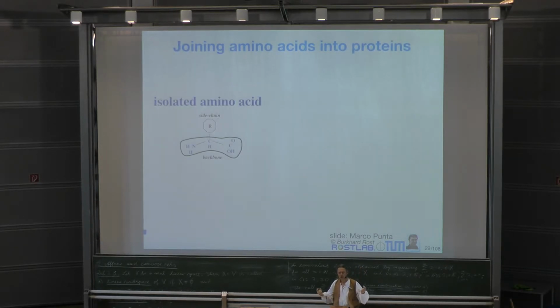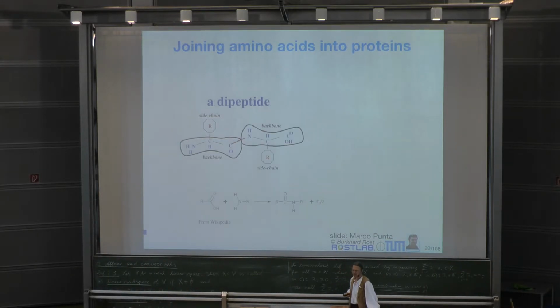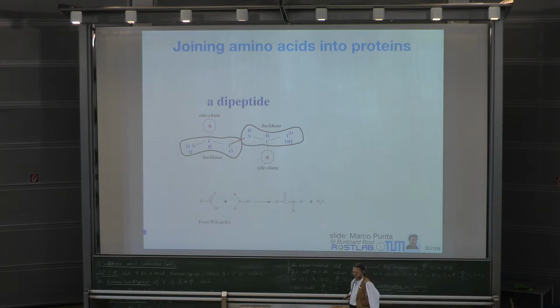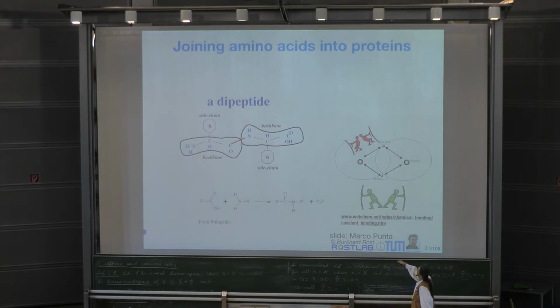Now, when we join two amino acids into peptides, so in the single one here, a dipeptide, two amino acids together, then typically the side chains are on opposing sides. And here you form what is called a peptide bond. This peptide bond creates water. This peptide bond comes from two principles.